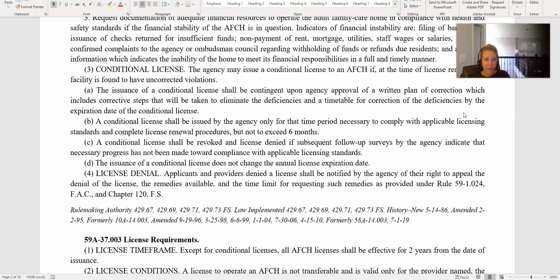A. The issuance of a conditional license shall be contingent upon agency approval of a written plan of correction, which includes corrective steps that will be taken to eliminate the deficiencies and a timetable for correction of the deficiencies by the expiration date of the conditional license. B. A conditional license shall be issued by the agency only for that time period necessary to comply with applicable licensing standards and complete license renewal procedures, but not to exceed 6 months.